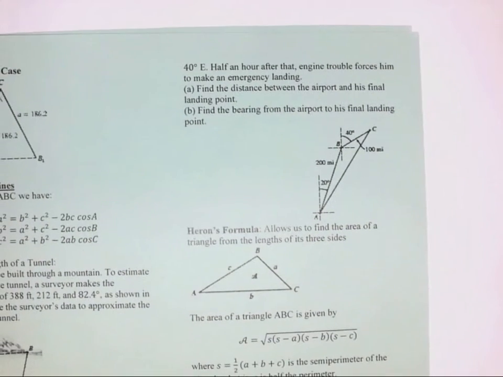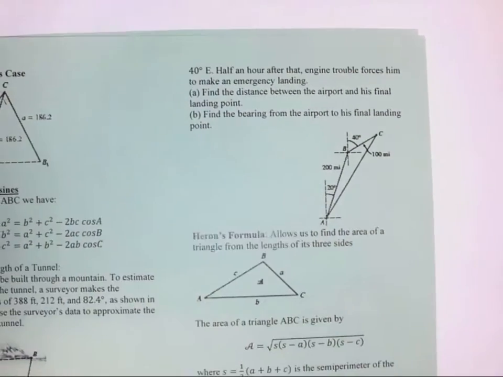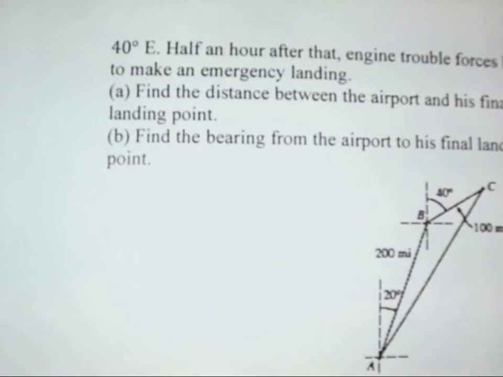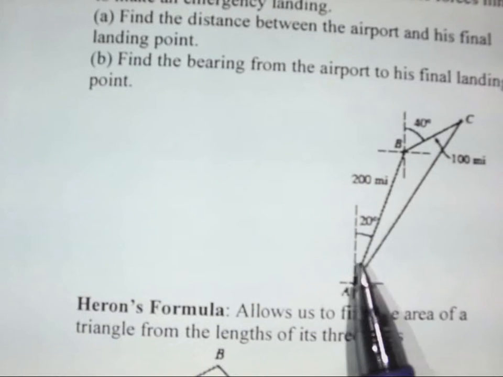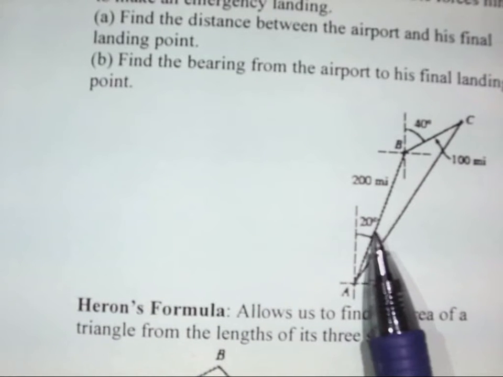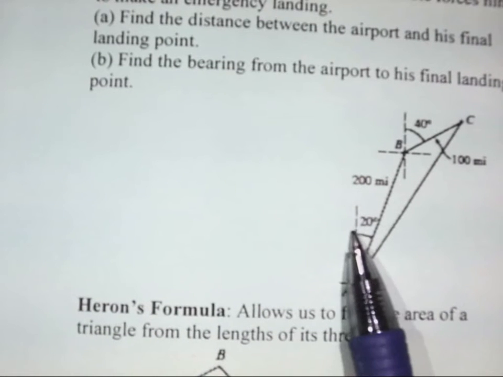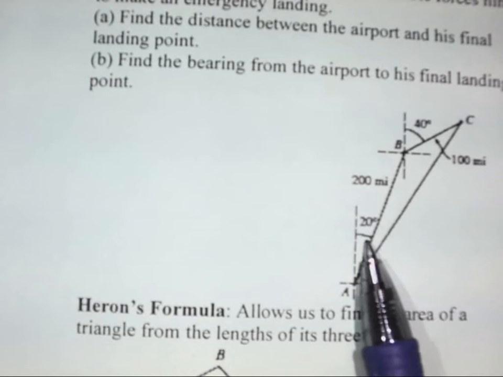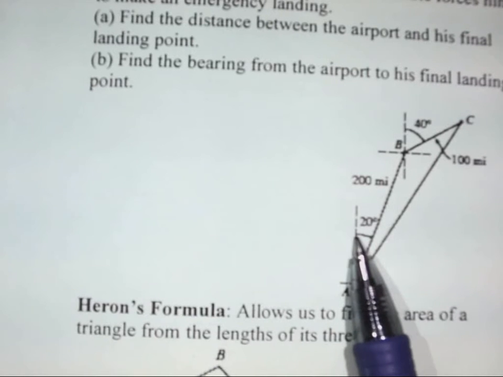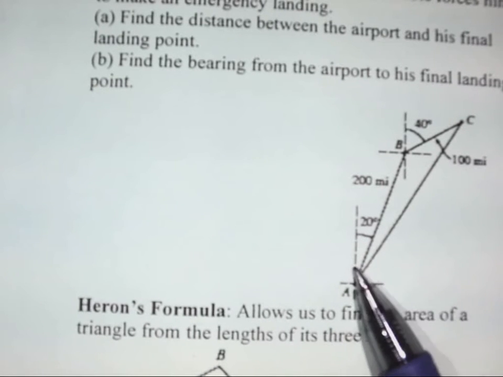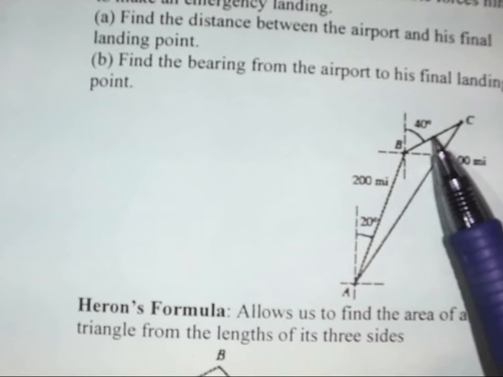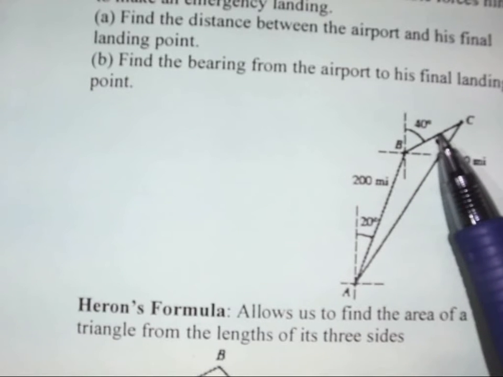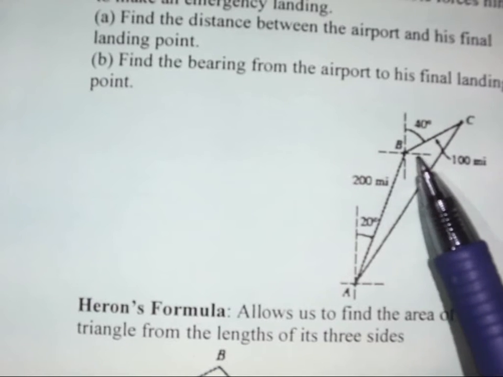All right, so we've got a graph here that we can look at. Let me zoom in on this for a second so we can talk about it. So he started out flying north 20 degrees east. So that's 20 degrees east of due north. He was flying 200 miles an hour. After 1 hour, he makes a course correction and heads in the direction of north 40 degrees east.